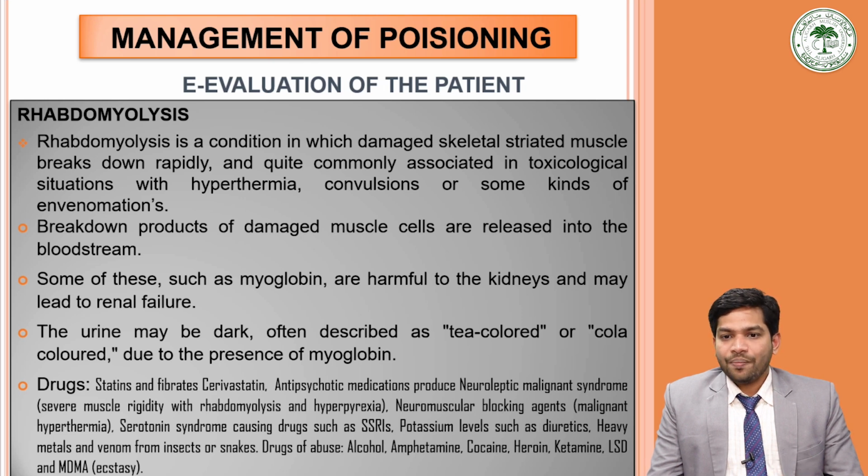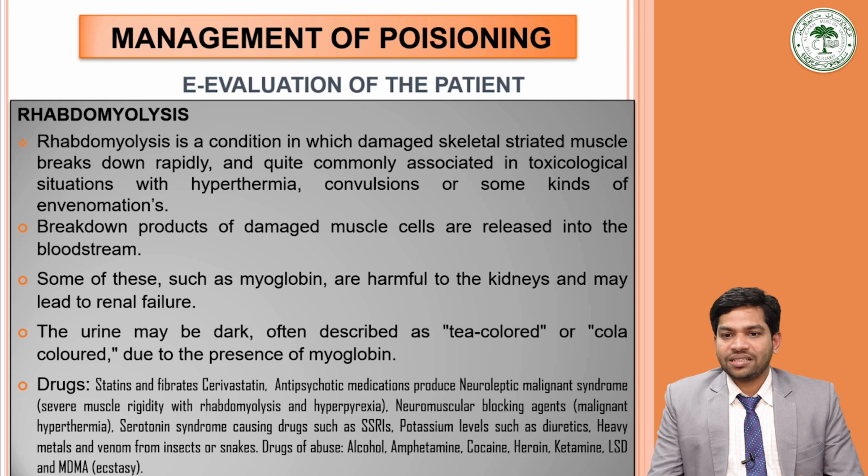Damage to the kidney may give rise to decreased or absent urine production, usually 12 to 24 hours after the initial muscle damage. Many drugs increase the risk of rhabdomyolysis. The most important ones are statins and fibrates. That is, cerivastatin was withdrawn in 2001 for the numerous reports of rhabdomyolysis. Antipsychotic medications may cause neuroleptic malignant syndrome, which can cause severe muscle rigidity, rhabdomyolysis and hyperpyrexia.